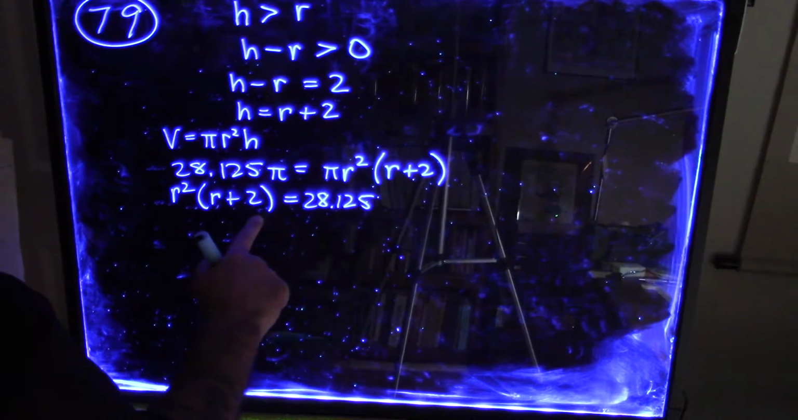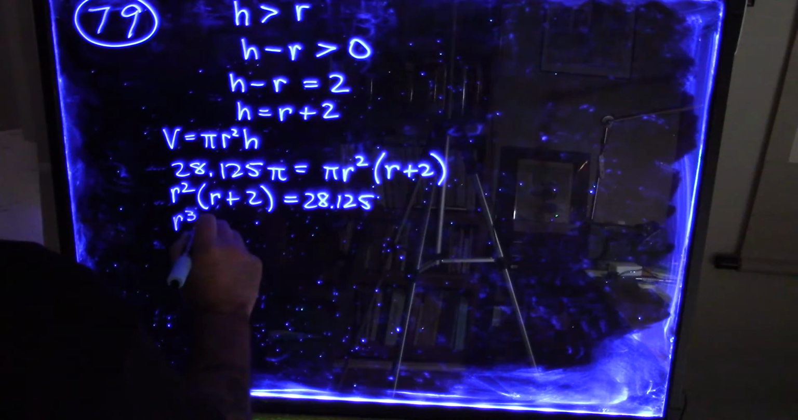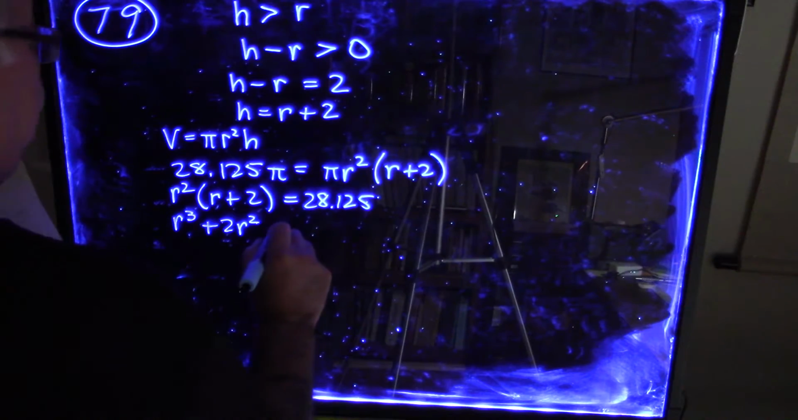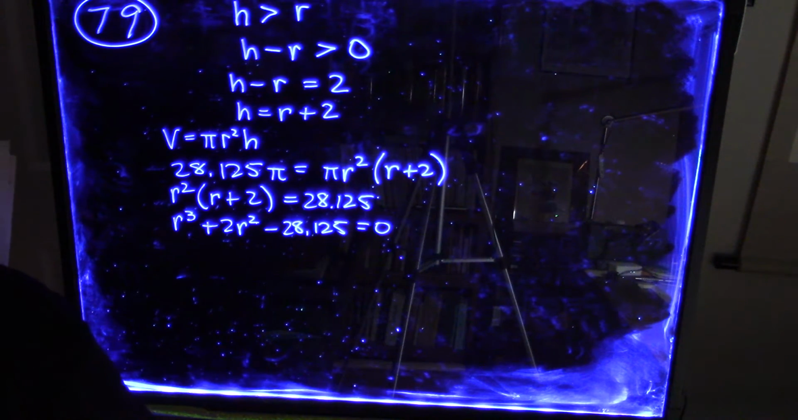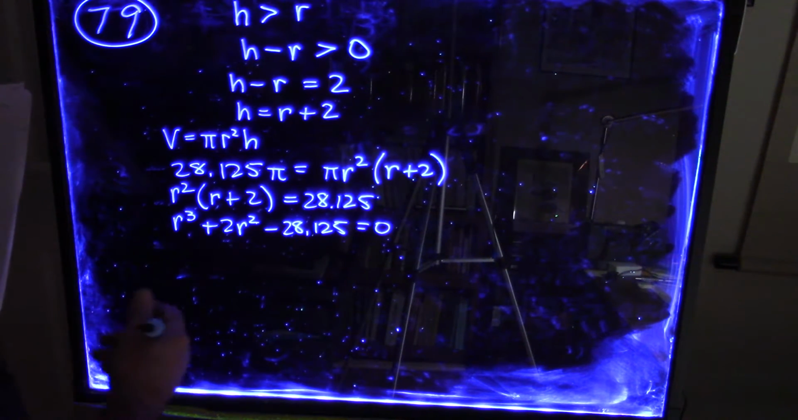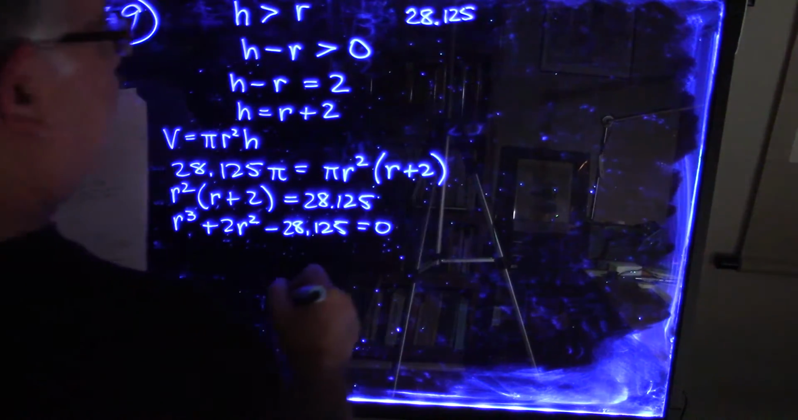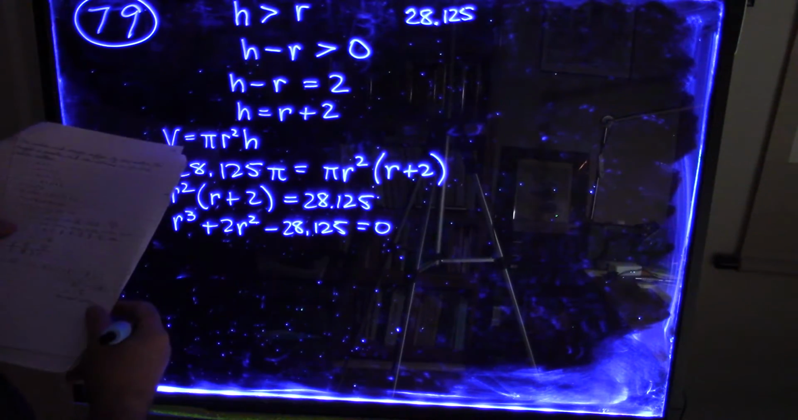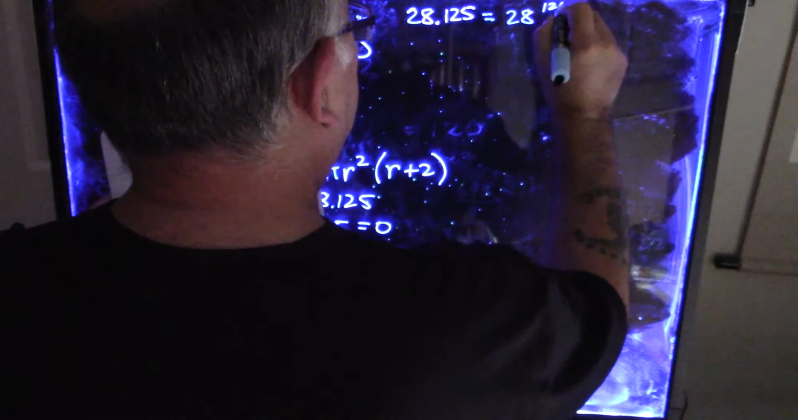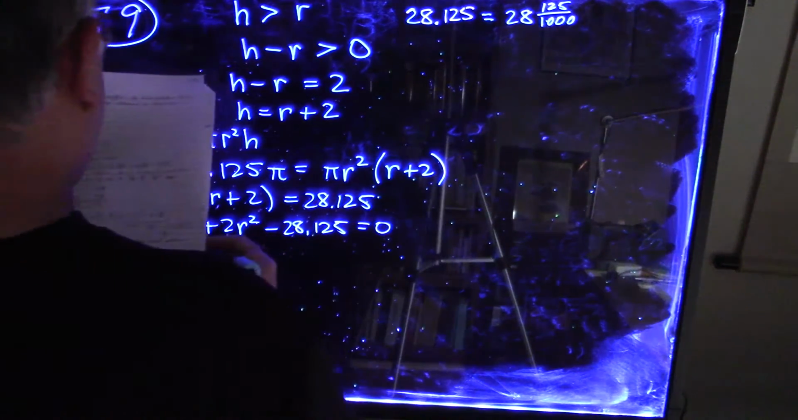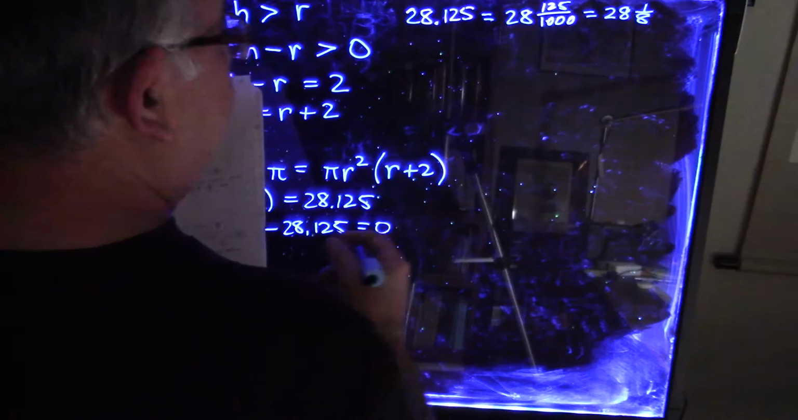If you multiply all this through and then subtract this from both sides, you end up with an equation, r cubed plus 2r squared minus 28.125 is equal to 0. Okay, so what's 28.125? What I'd like to do is try to factor this, if I'm going to do it by hand, that is, to get the possible rational zeros, right? So that's equal to 28 and 125 1/1000ths. And that's equal to 28 and 1/8, which is 225 over 8.